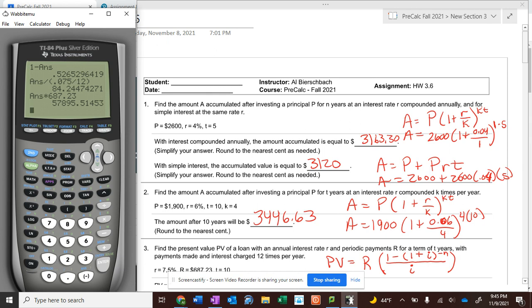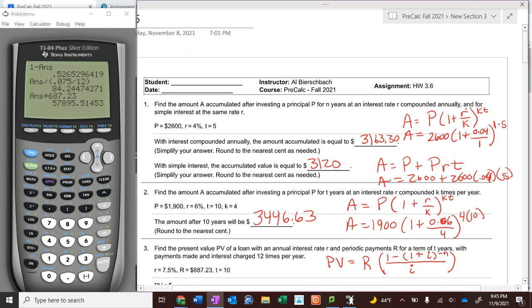If you have compound interest, the amount equals the principal times 1 plus the rate divided by the number of times it's compounded per year, to the power of the number of times it's compounded per year times the time. Usually this is n, but in this class they made it k. It's a k instead of an n, but that's the number of times it's compounded per year.